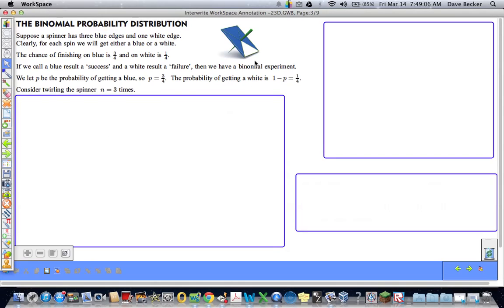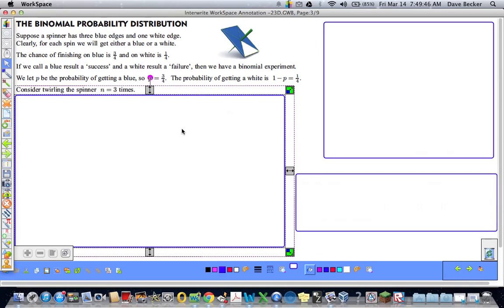So let's take a little easy experiment here. We got a spinner. We have 3 sections that are blue and 1 section that is white, and they are all equal sections, and the probability of each of them is equal, which makes them each 1/4. So the chance, if we spin it, of finishing on blue is 3/4 and on white is 1/4. So if we call the blue result a success and the white a failure, then we've got a binomial experiment. So if success is 3/4, the probability of failure is 1 minus 3/4, which is 1/4.